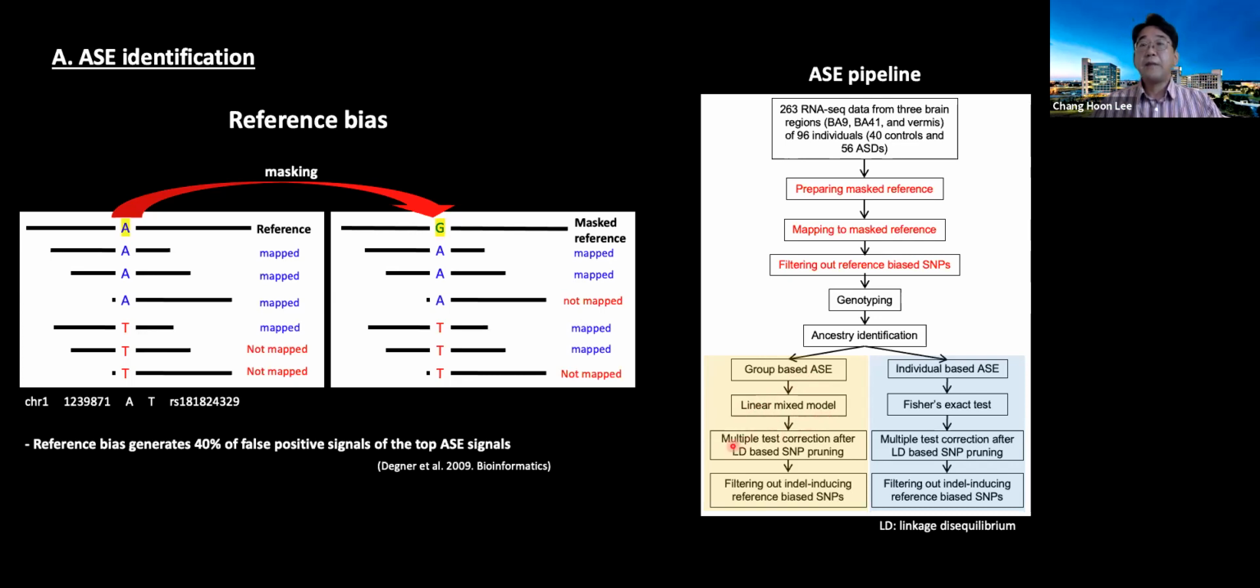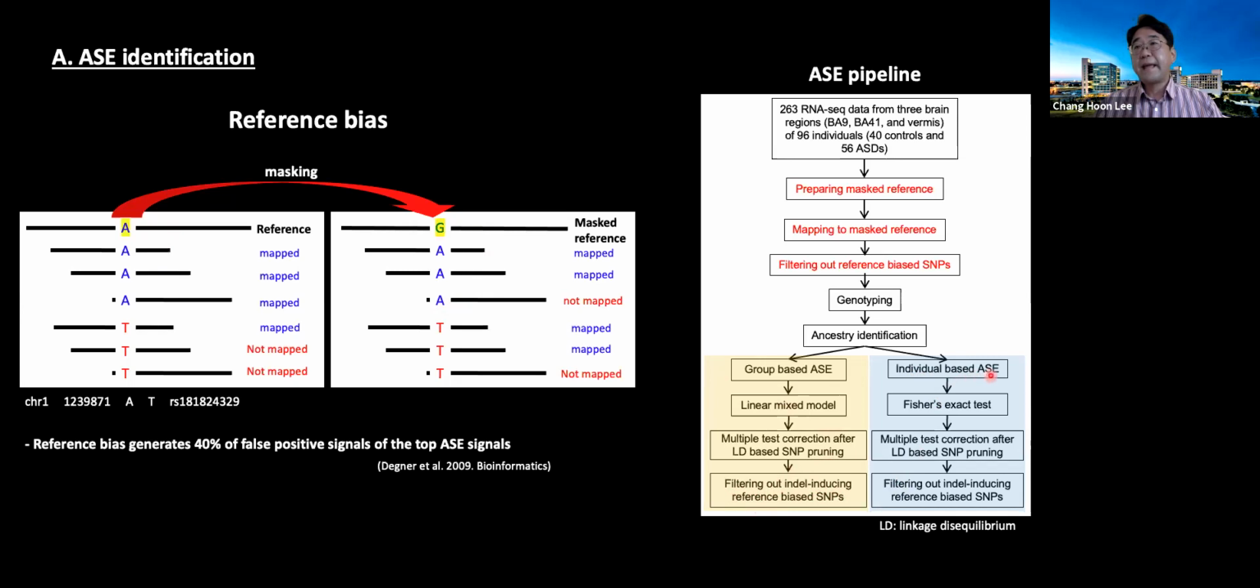And then after the test, I did a multiple test correction after considering LD-based SNP pruning, because the SNPs across the region have very similar features, right? So that's why I need some pruning. Also, finally, I filtered out indel-induced reference bias. Here I considered only sequence-based bias, but there is also reference bias based on indels, so I filtered that out as well.